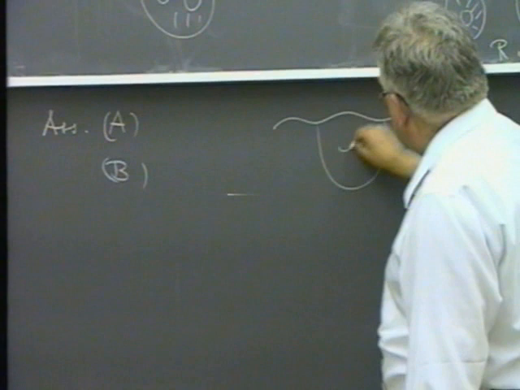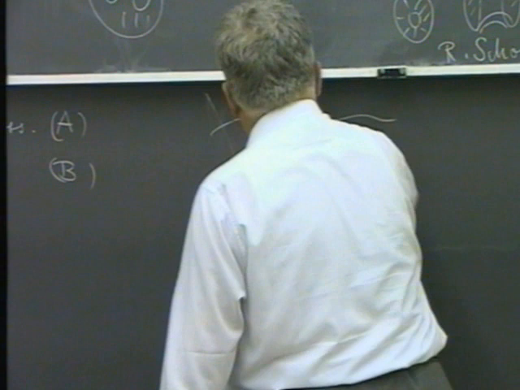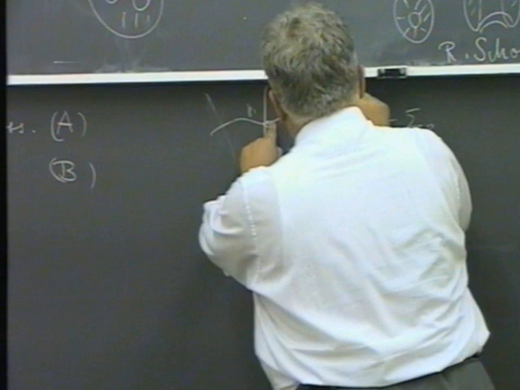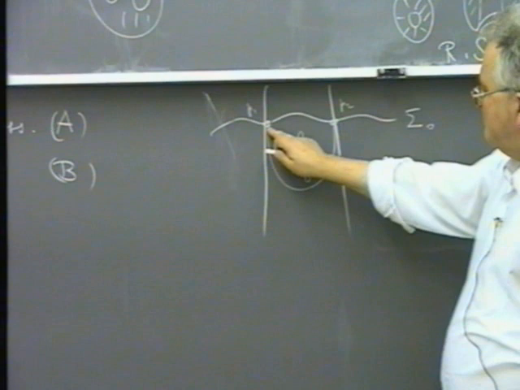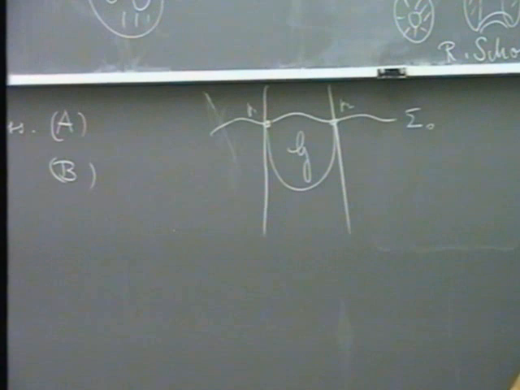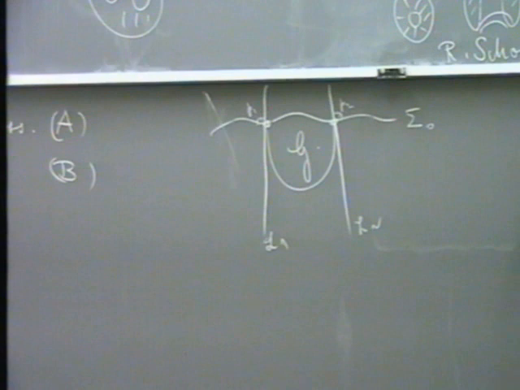And assumption A says, if I look in A I just look at the normal lines to sigma naught in these two endpoints, P1 and P2. Then these two normal lines meet, I should say in this way, G, the domain G, lies between these two normal lines. These two lines, L1 and L2, here you have a right angle, do not meet G. That's all. So this is A.